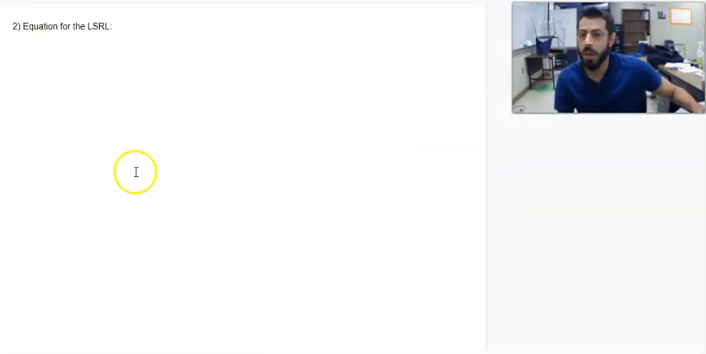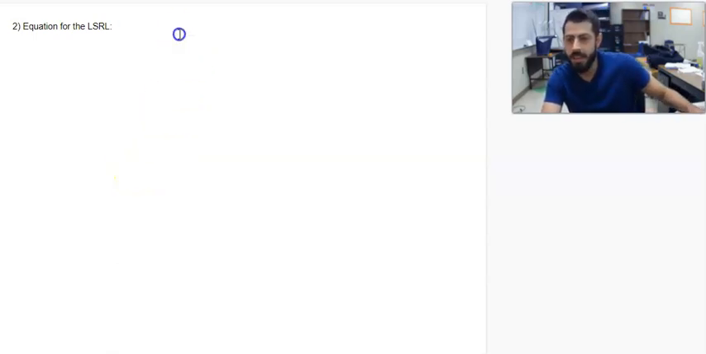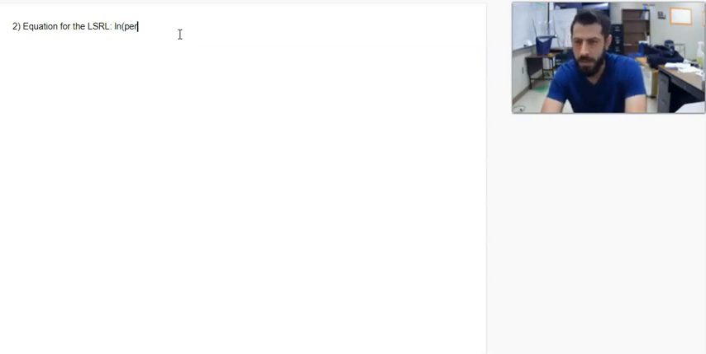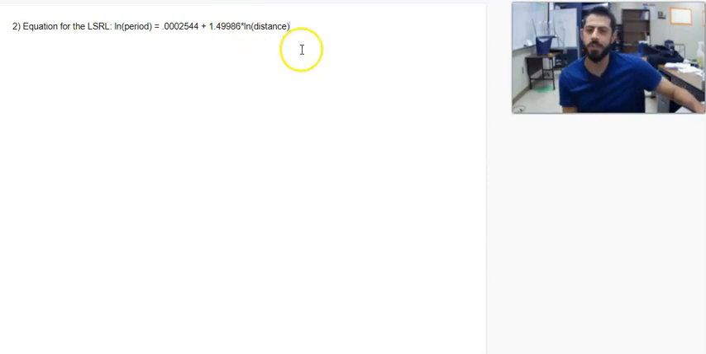So let's write it down. Equation for the least square regression line. We said it is the natural log of the period equals a, which was 0.000, and there you go. That is the equation for the least square regression line.